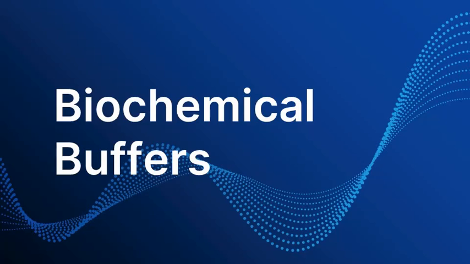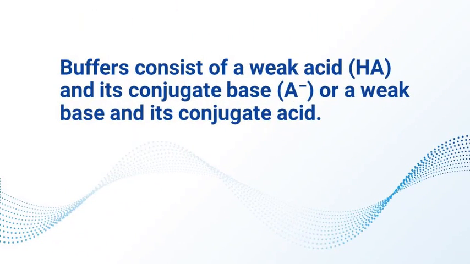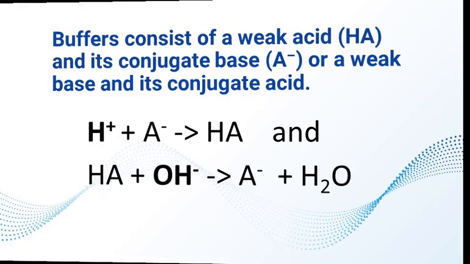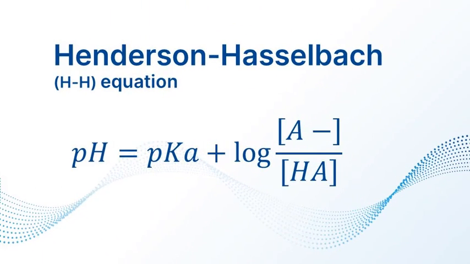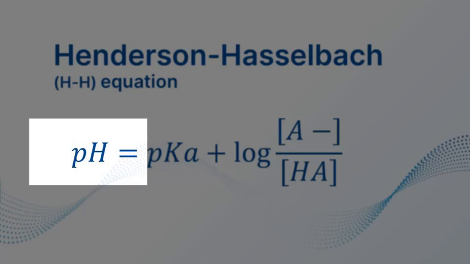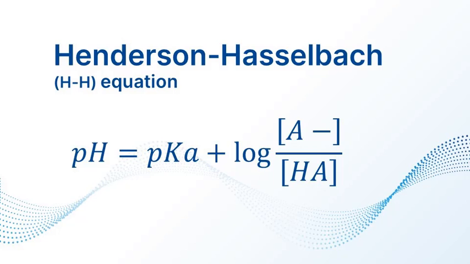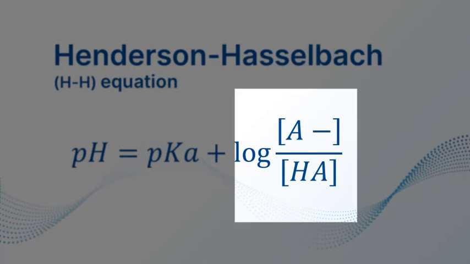Next, we look at biochemical buffers. Biochemical buffers consist of a weak acid and its conjugate base, or alternatively, a weak base and its conjugate acid. The weak base can take care of extra protons and the weak acid of hydroxide ions, thereby stabilizing the pH. The Henderson-Hasselbalch equation can be used to calculate the pH of a buffer solution if you know the pKa of the weak acid and the concentrations of the conjugate acid-base pair.